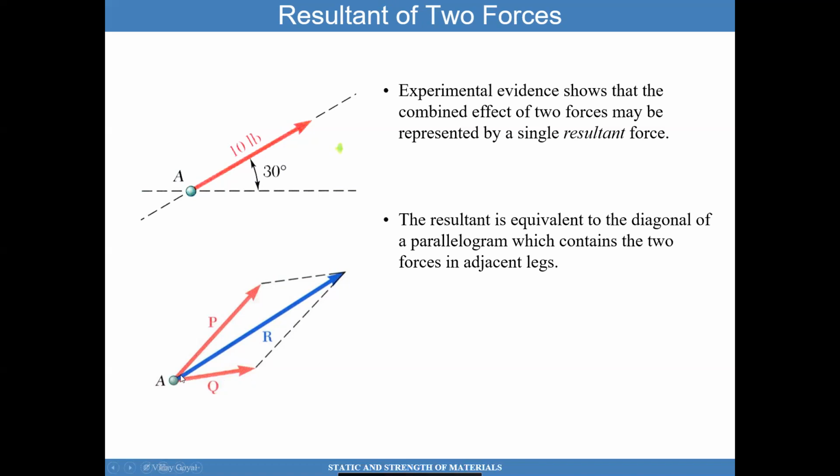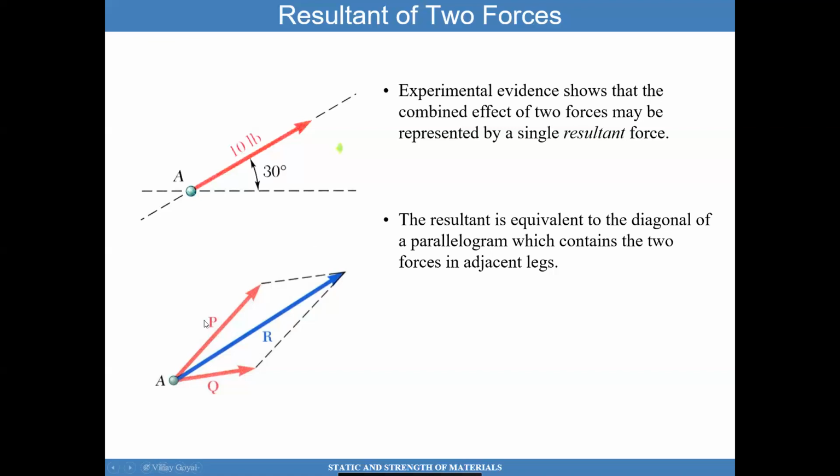So if I have a force P and a force Q, I can take this force Q and translate it upwards to this dashed line. Wherever that vector ends, which is this point, you can draw a line directed from point A to that point, and that resultant R can be determined.